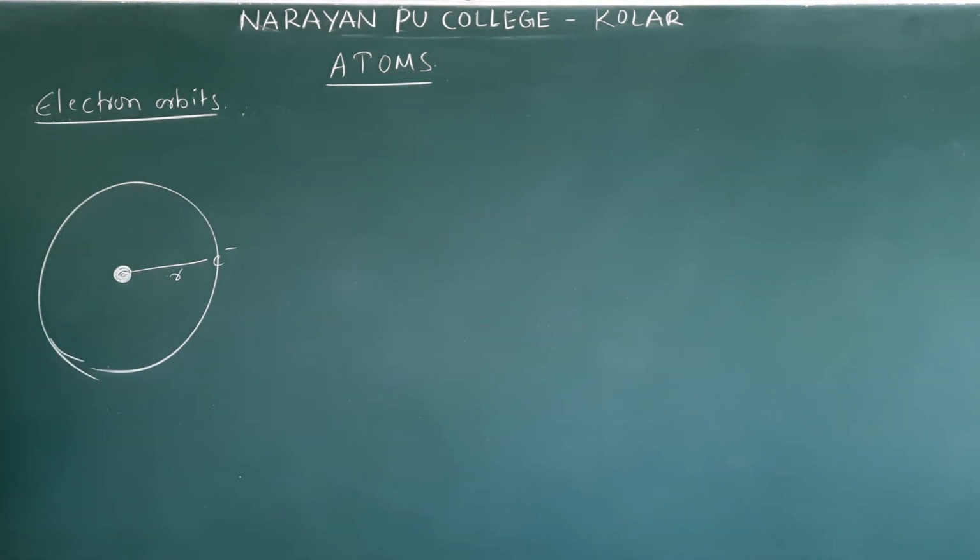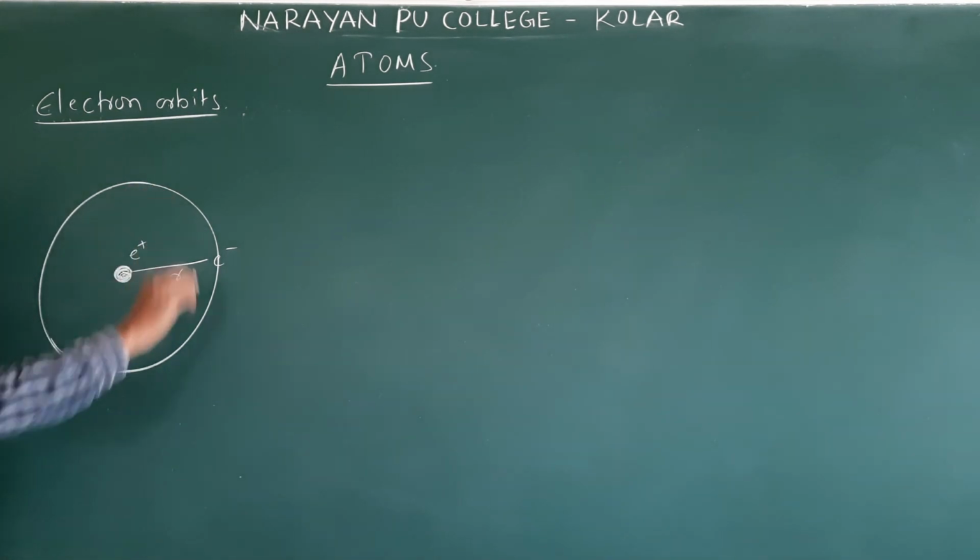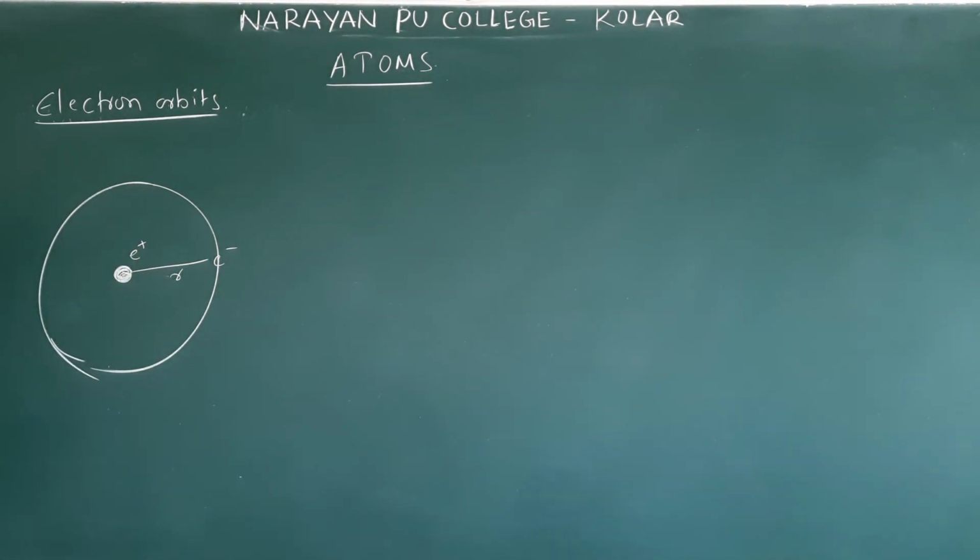How many electrons are there? One electron. How many protons are there? One proton. That is e plus. I have written e because the magnitude remains the same: the electron magnitude and the proton magnitude. That's why I have written e.